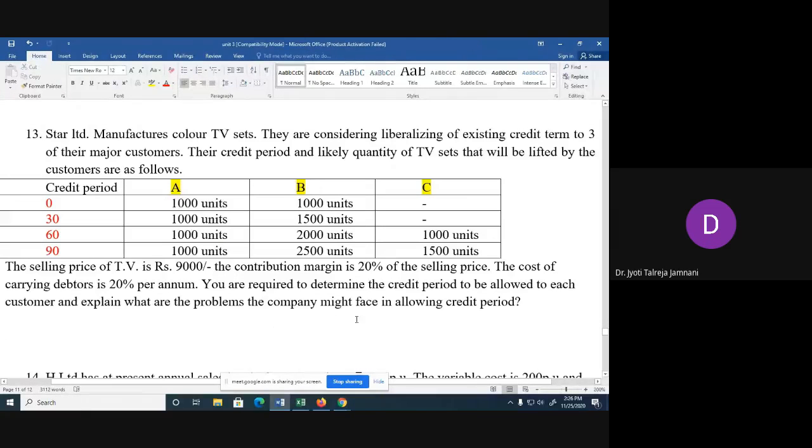So we will not solve it for customer A. Instead, we will write a note for him. So you can write customer A. This is the solution.